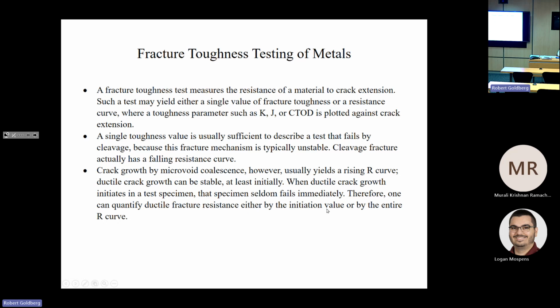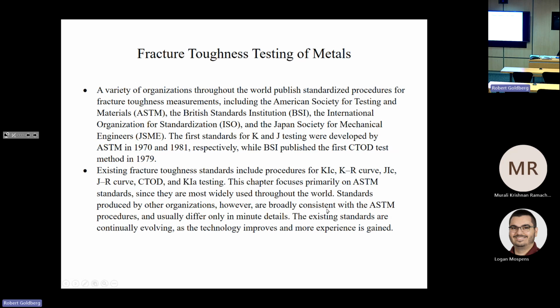You can say that it's okay if you have crack propagation and you're just interested in the point where the structure finally breaks into two pieces. Now, a variety of organizations throughout the world publish standardized procedures for fracture toughness measurements.